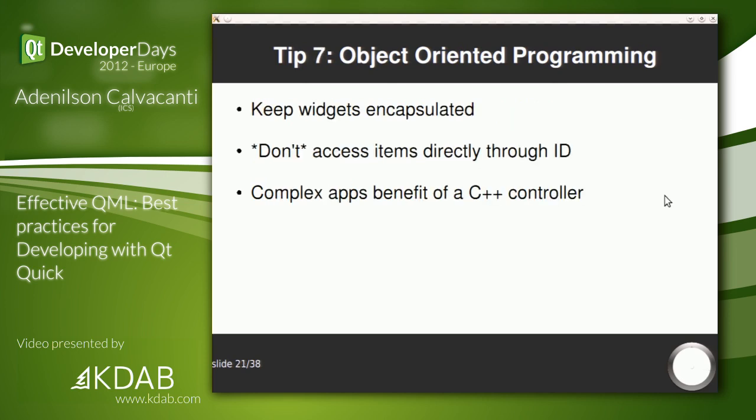All right, so widgets should be encapsulated. Never, ever access a parent item within a child item using the ID. Why? Because if I move this child screen or this child widget outside of its original parent, it's going to crash. It's going to fail.